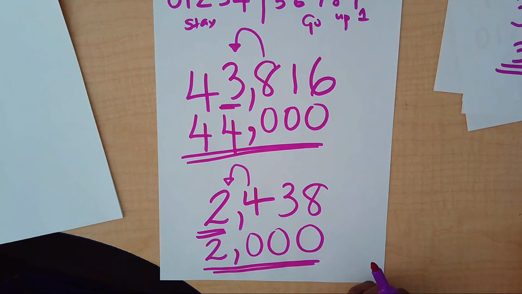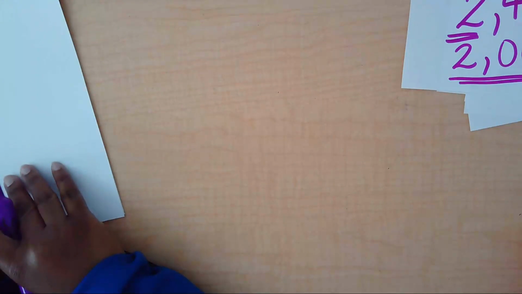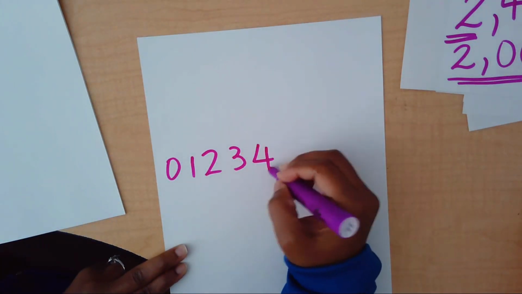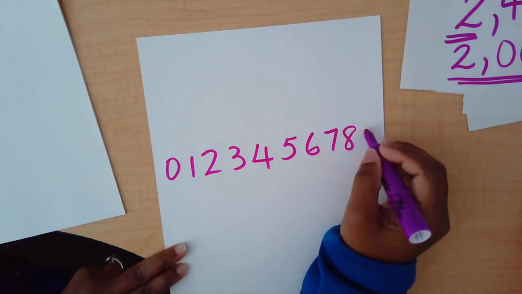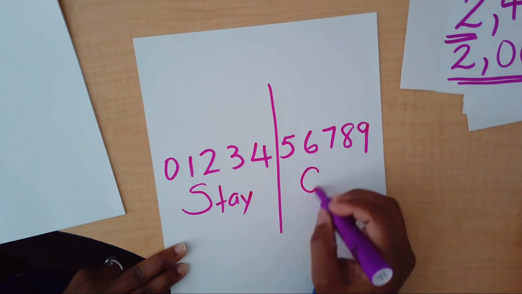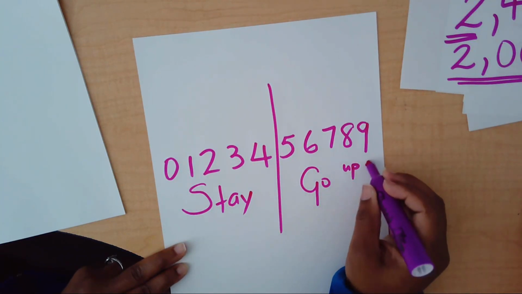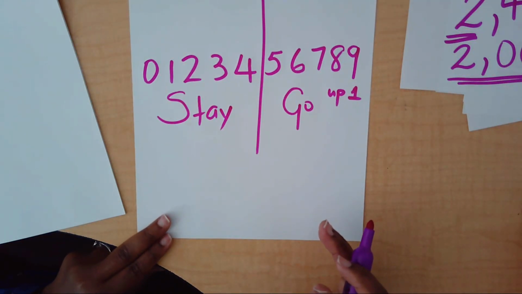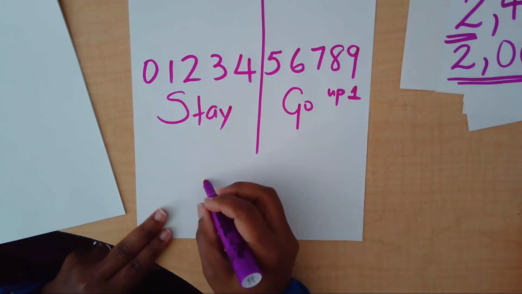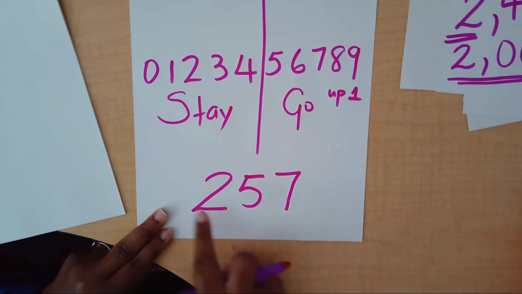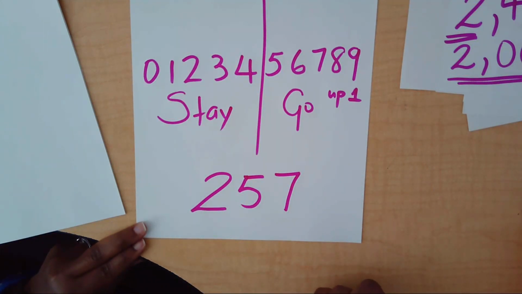I hope that lesson was very helpful for you. Just remember, it is always very easy to just draw this 1, 2, 3, 4, 5, 6, 7, 8, 9. Should I stay? Should I go? I don't know. Now you try one. I want you to round this number to the nearest hundreds.